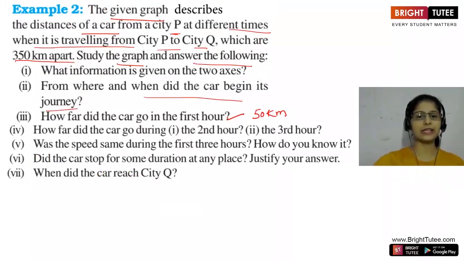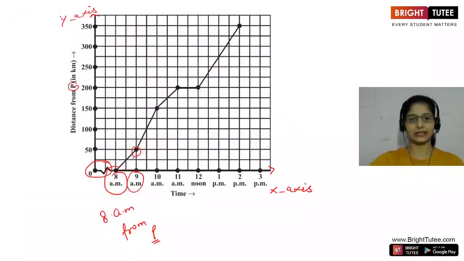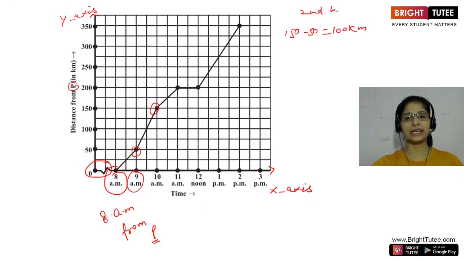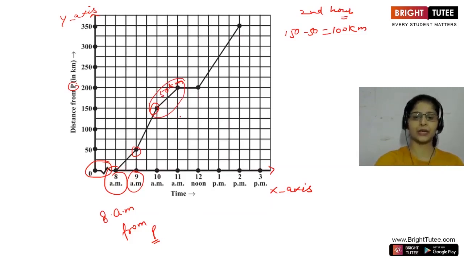Now in the second hour and the third hour also we have to tell the distance covered, or how far did the car go. So in the second hour, just see, the second hour is 9 to 10. So from 50 it has reached 150. So 150 minus 50. How much distance did it travel in the second hour? In the second hour, 100 km it has traveled, and 10 to 11, from 150 to 200, it covered 50 kilometers more. Clear? In the third hour, 50 km. Clear?